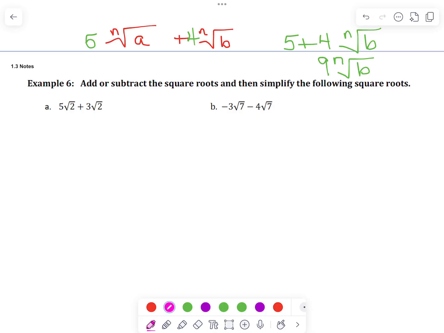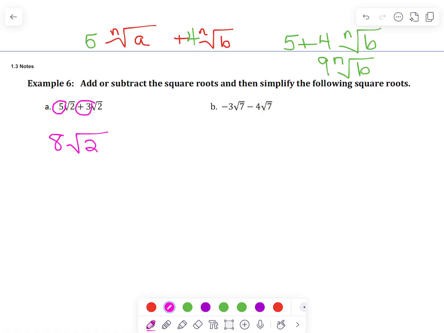Okay, so example first one. Notice in the first example here, they're both square roots of 2. So what we do is we just go ahead and add those coefficients. So 5 plus 3 is 8, and then the radical is 2.